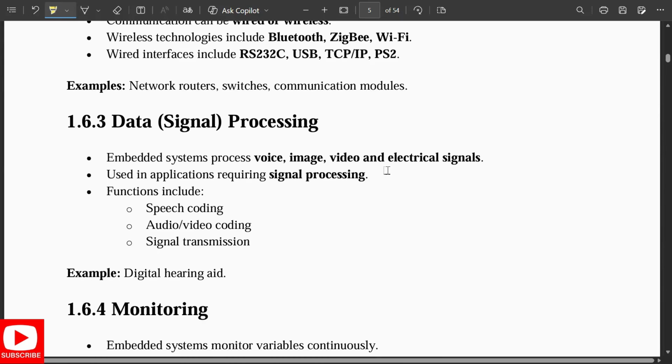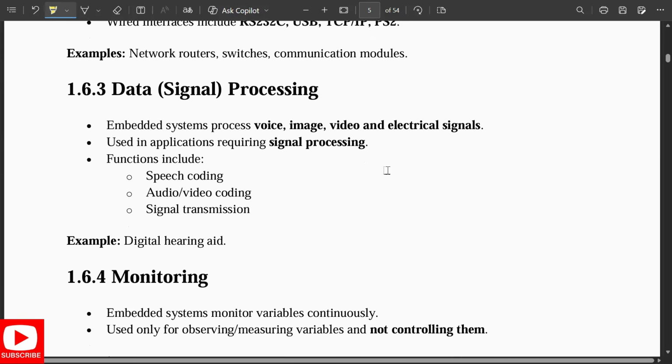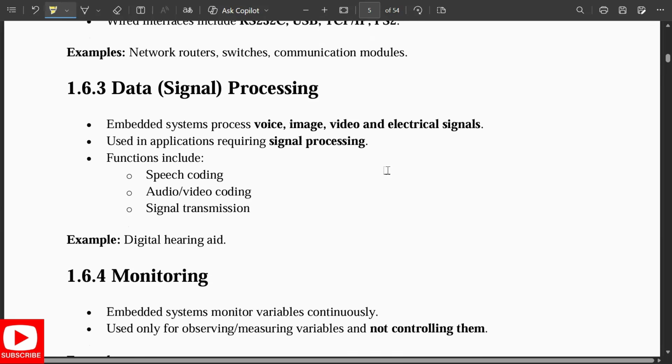Data, that is the signal processing. So, embedded system process the voice, image, video, and the electrical signals. So, these are used in the application requiring signal processing. Functions include speech coding, audio, video coding, or signal transmission. Example is digital hearing aid.